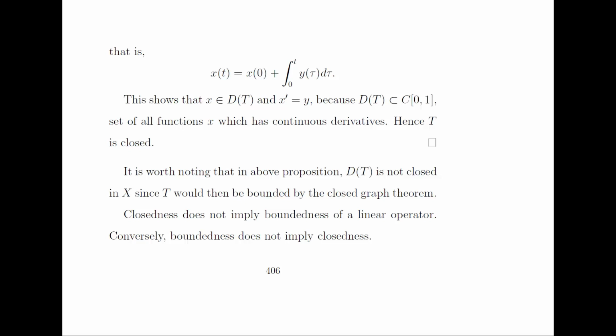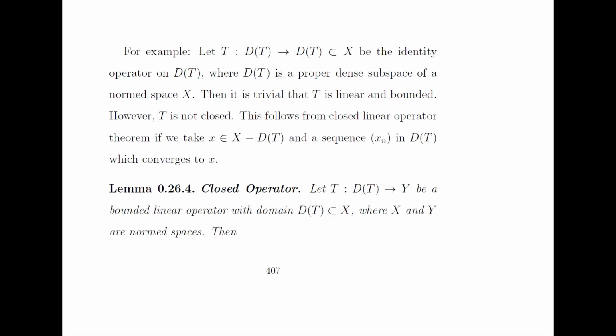Hence, T is closed. So it is worth noting that the domain of T is not closed in X, since otherwise T would then be bounded by the closed graph theorem. So closedness does not imply the boundedness of a linear operator, and conversely, boundedness does not imply closedness.